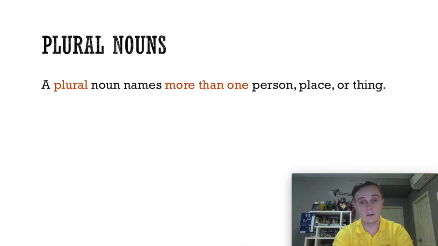And you should also know that a plural noun names more than one person or place or thing. So with a singular noun, we know there's exactly one. With a plural noun, we just know more than one. So it could be 2, could be 30, could be 7, could be 1,000,000, we don't know. But we know that there is more than one person, place, or thing.